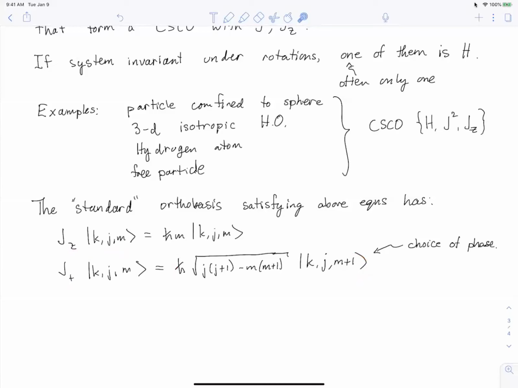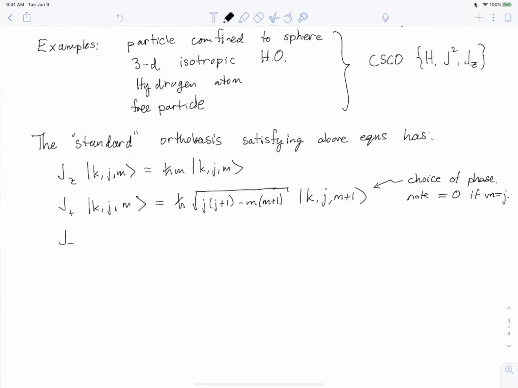Note also that it's built into this equation that this equals 0 if M equals J, which is good, because that was one of our facts that we proved last time, that that had to happen.